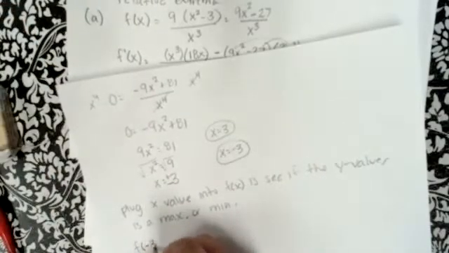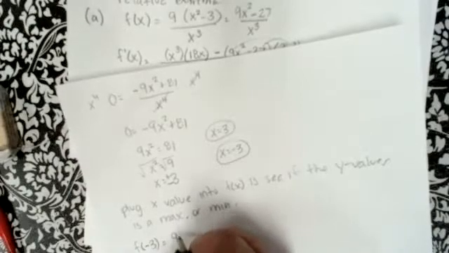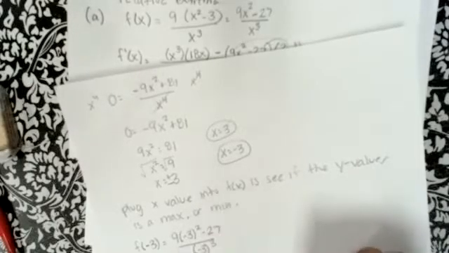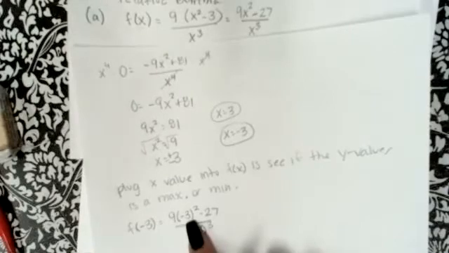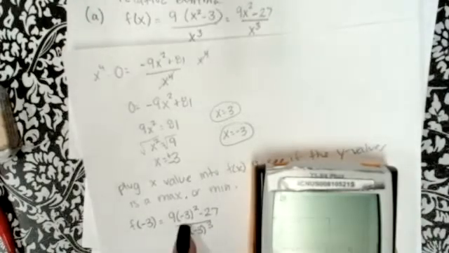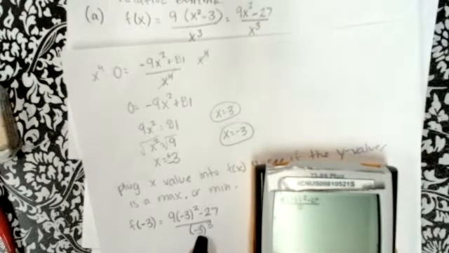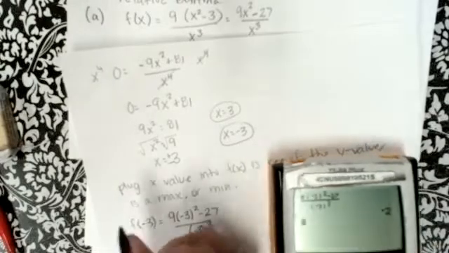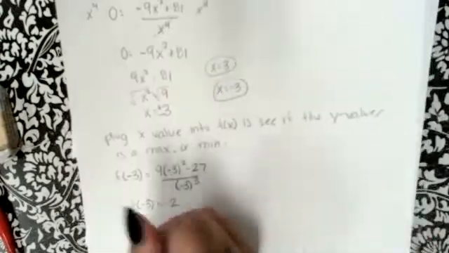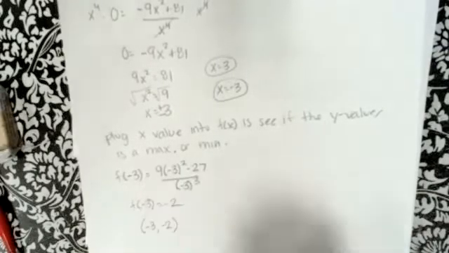So let's do the negative 3 first. That's going to be 9 times negative 3 squared minus 27 over negative 3 to the 3rd power. Order of operations says to do exponents first. I'm just going to type this in my calculator. I have alpha y equals 9 parentheses negative 3 squared minus 27, and in the denominator, a parenthesis negative 3 raised to the 3rd power. So that answers a negative 2. So when x is negative 3, y is negative 2.